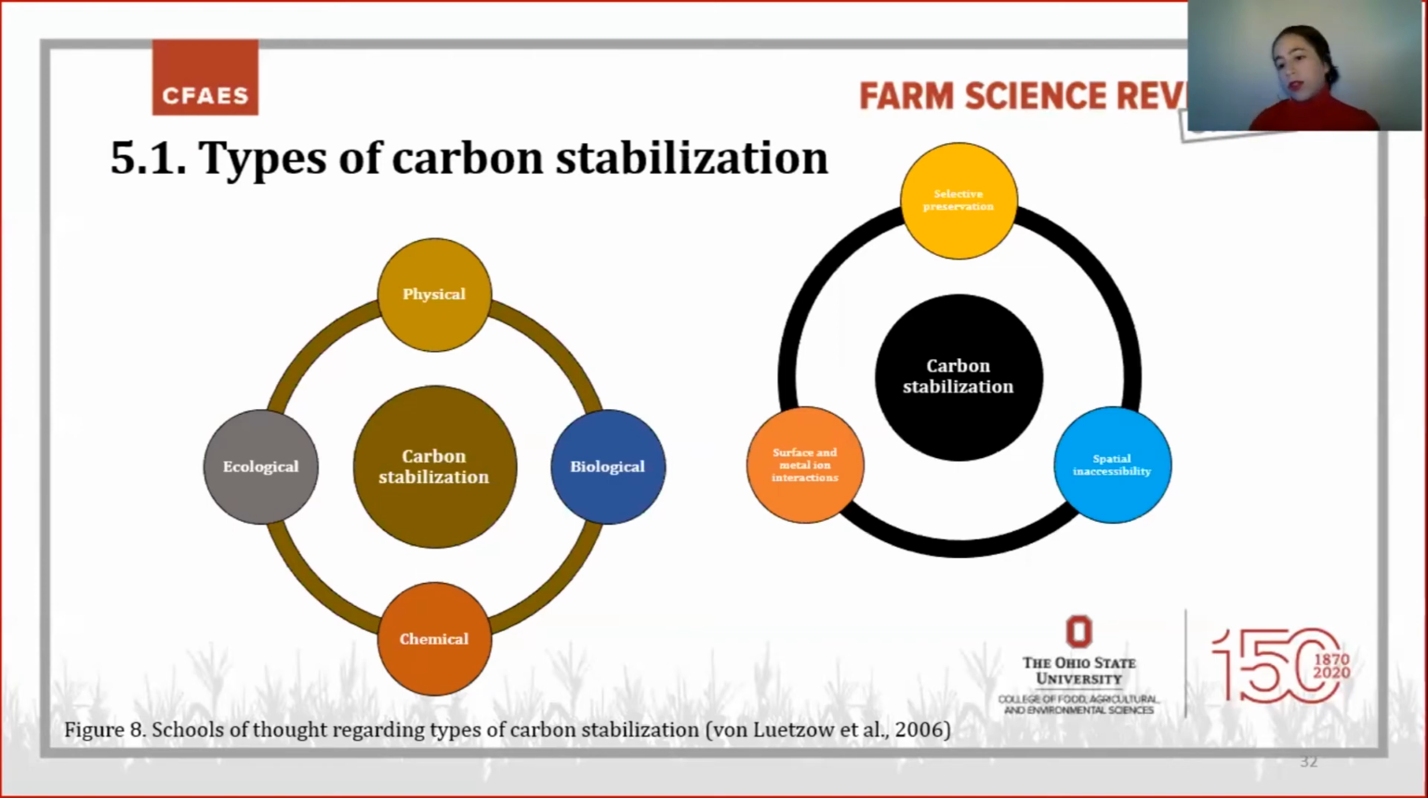If you think about soil structure, for example, the clay and humus complexes that we spoke about before, if carbon is interlinked within the soil aggregate, then it will be more difficult for microbes to access it, compared to if it's, let's say, on the surface of that aggregate. So this is a type of physical stabilization.